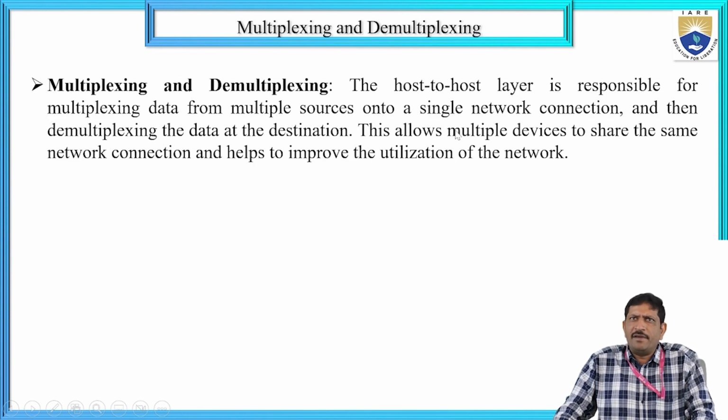Multiplexing and demultiplexing. The host to host layer is responsible for multiplexing data from multiple sources onto a single network connection, and then demultiplexing the data at the destination. This allows multiple devices to share the same network connection and helps to improve the utilization of the network.